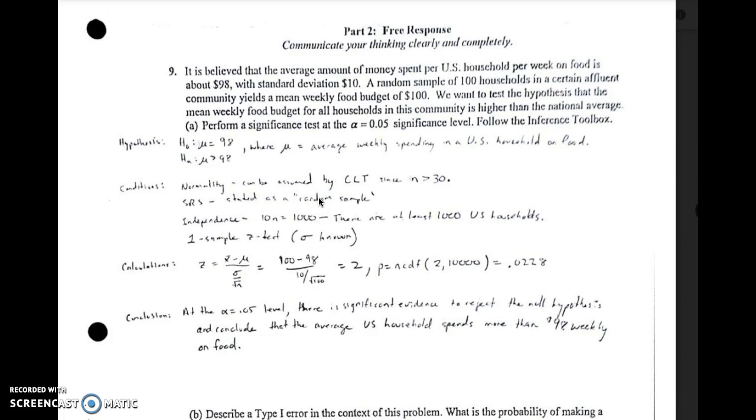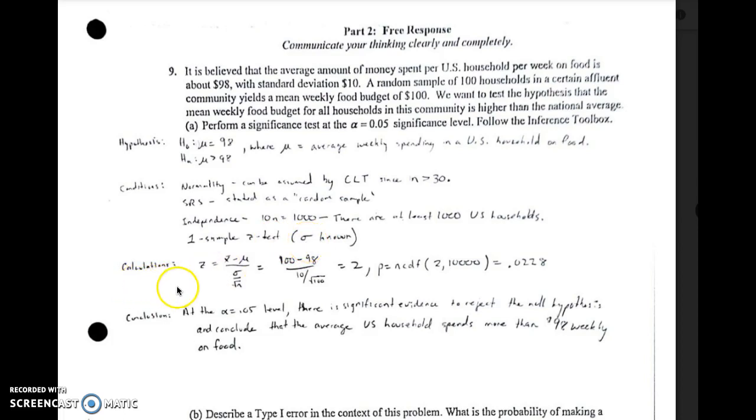For independence, the condition is that you want to see that the population is at least 10 times the sample size. If our sample is 100, 10 times that is 1,000. And there's certainly at least 1,000 households in the US. So we can assume that the 100 households in this test are independent of each other. From this information, we're going to do a one sample z-test because we know the standard deviation.